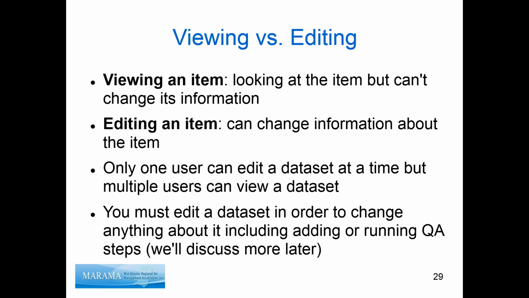Okay, let's see, so we were just discussing editing. The reason I wanted to bring this up is that you must be editing a data set in order to do things like create notes associated with the data set or work with QA steps. So if you're searching for an option that you're not seeing, you may want to double check if you are viewing it or editing it. In general, I would recommend that you stay viewing things as much as possible, so that in case somebody else needs to get in there and do something, you're not blocking them.